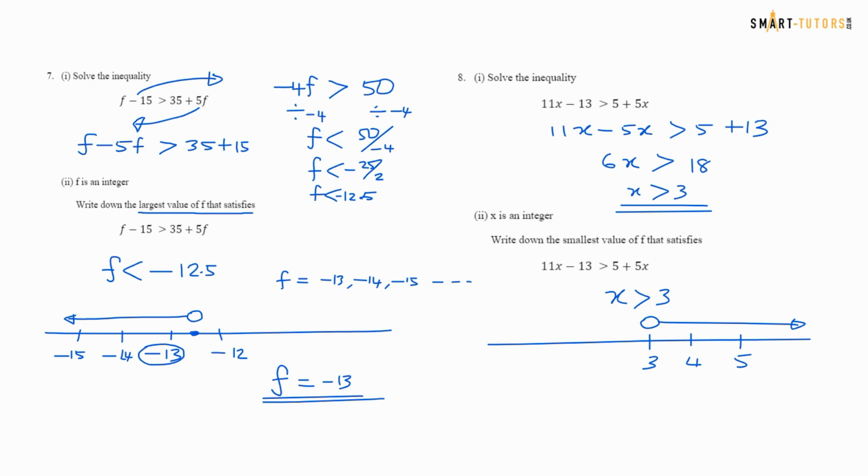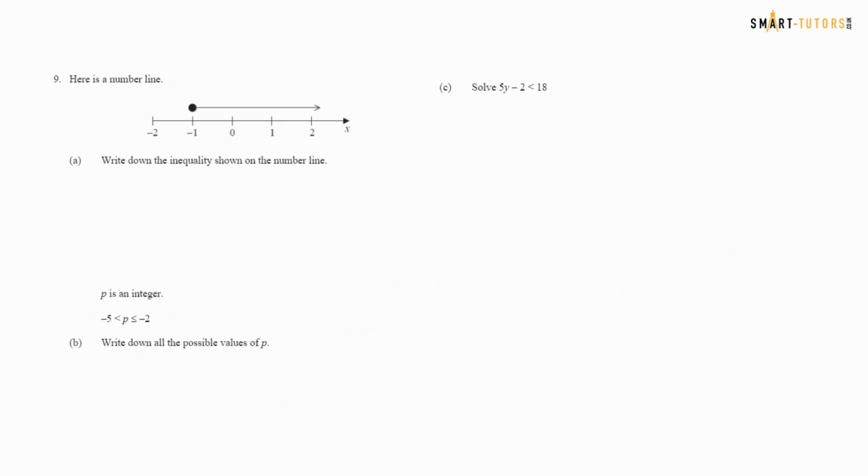3 cannot be the smallest number because there is no equal sign. So 4 is the number satisfying this inequality. 5 also can, but that is not the smallest number. So they are asking the smallest value which satisfies. So x equal 4.